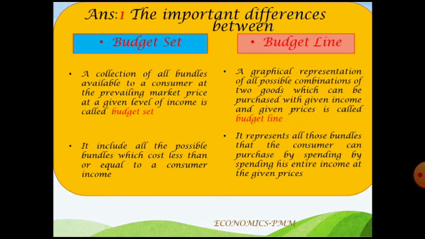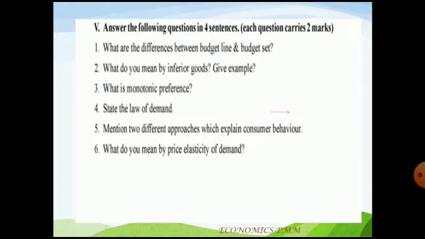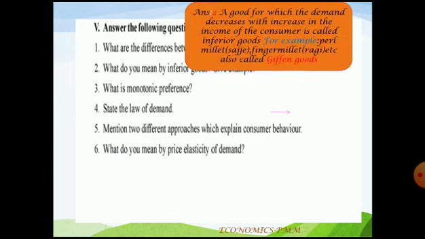Moving to the next question. Second question: what do you mean by inferior goods? With examples we have to write here. A good for which the demand decreases with an increase in the income of the consumer is called inferior goods. Here, as the income of the consumer increases, the demand for such goods decreases.